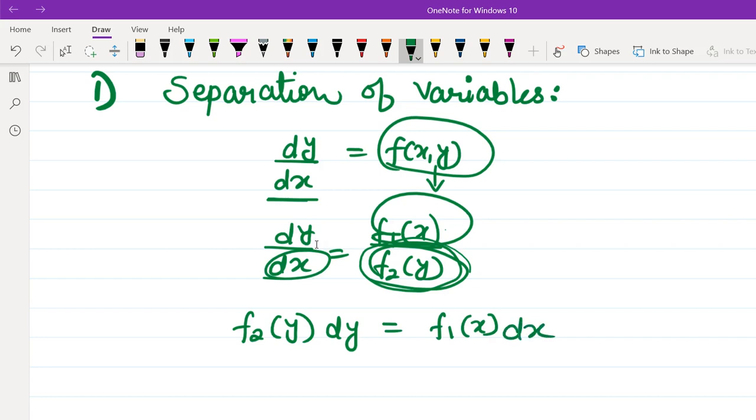Please remember that dy and dx should be present in the numerator only. You shouldn't write it this way, 1 upon dx. No, you don't have to write it this way. So remember that dx should be in the numerator.